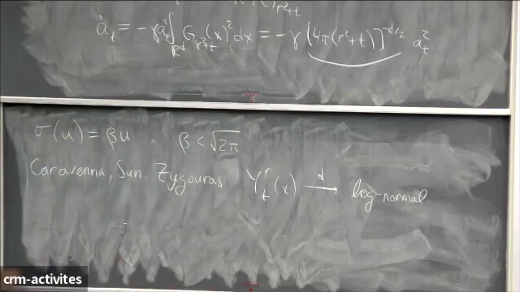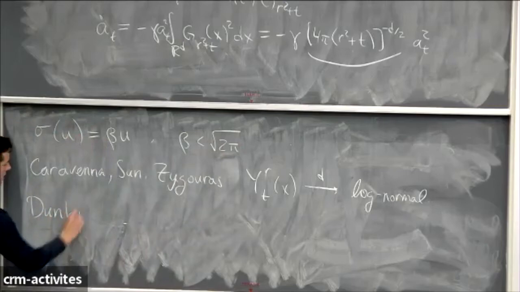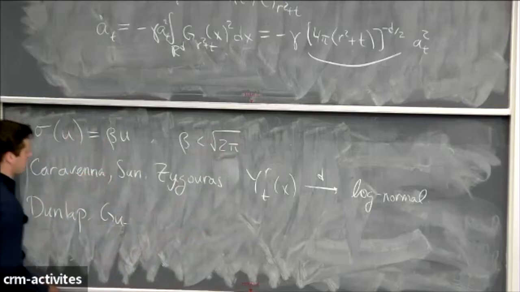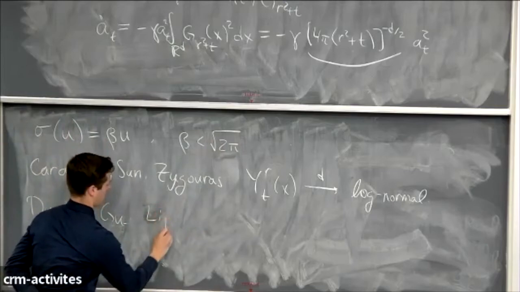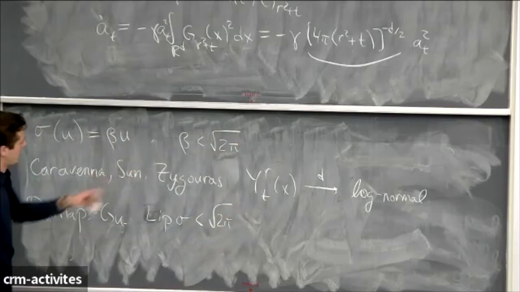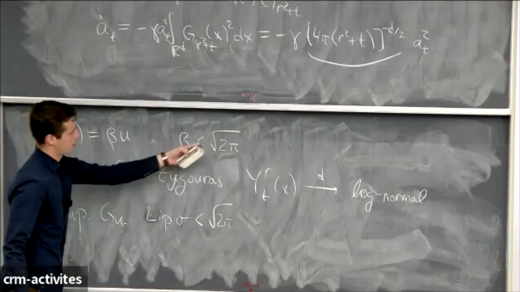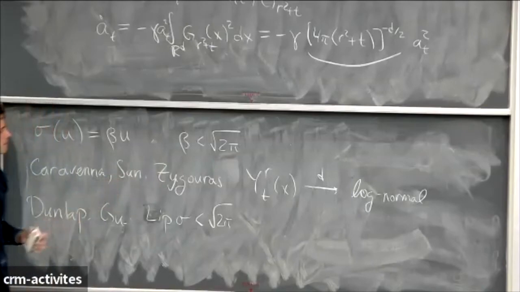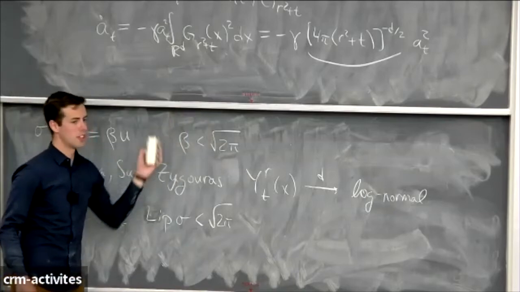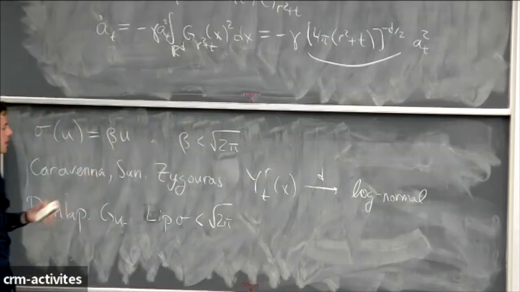And more recent work of my collaborator, Alex, and Yu Gu can show the same sort of result, provided the Lipschitz constant of sigma is less than this critical root 2 pi. So I didn't say it when I wrote this result, but it turns out if beta is greater than or equal to root 2 pi, for reasons that are not entirely clear to me, everything blows up. And there's very little known. There are some results at criticality, which is a situation of great interest to theoretical physicists, I gather. And above that, it's a wild world.